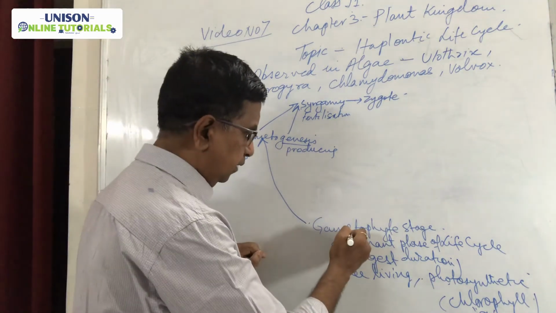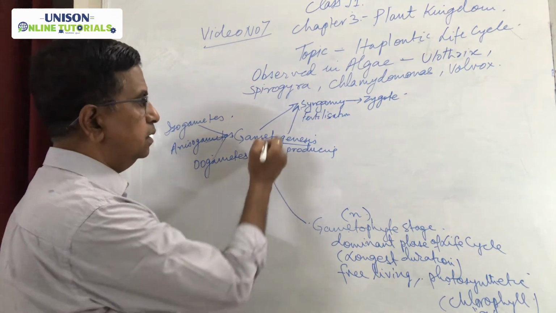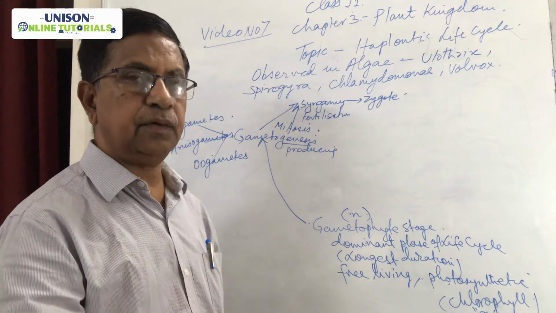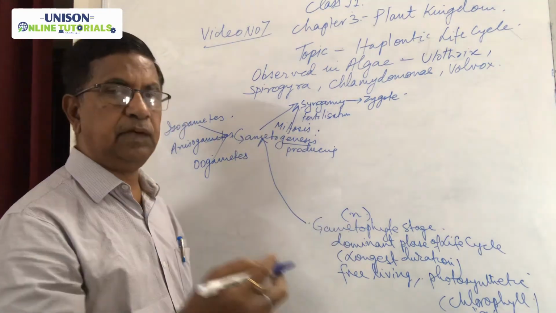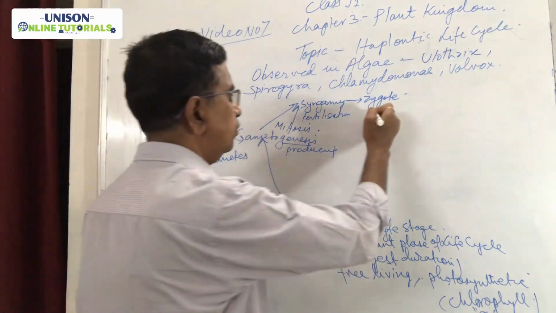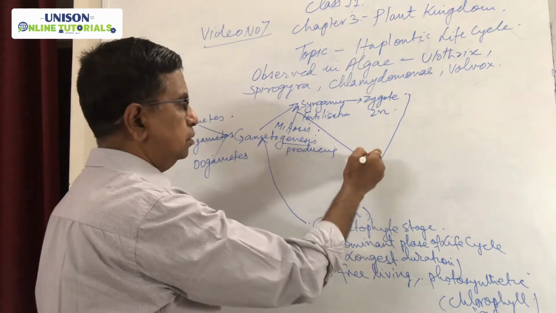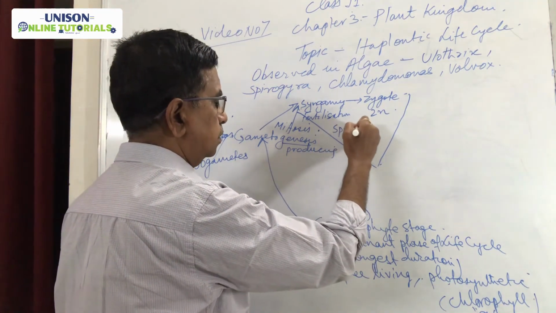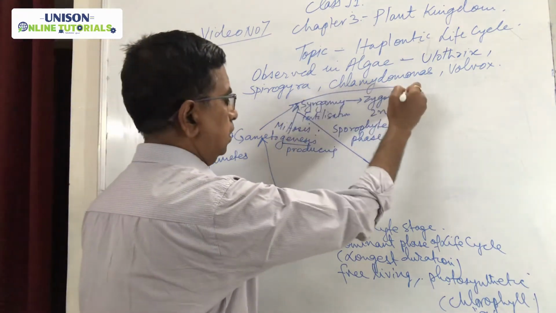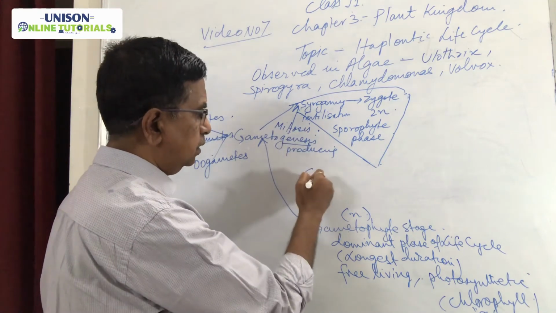This gametophyte is having haploid number of chromosomes. It is n, having n number of chromosomes, and gametogenesis takes place by mitosis. Mitosis is the process of equational division. Same number of chromosomes are passed on, so each gamete will have n number of chromosomes, and when two gametes are fusing, n plus n, so the zygote will be 2n. Now from this syngamy to zygote formation, this phase is known as the sporophyte phase. And from the gametophyte up to the formation of gametes is all the gametophyte phase.